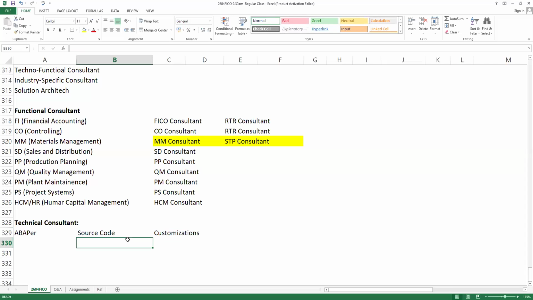Okay, the second technical consultant is the Basis consultant. What do we call a Basis consultant? What exactly is this Basis consultant? These guys are technical consultants again. These guys are called system administrators.